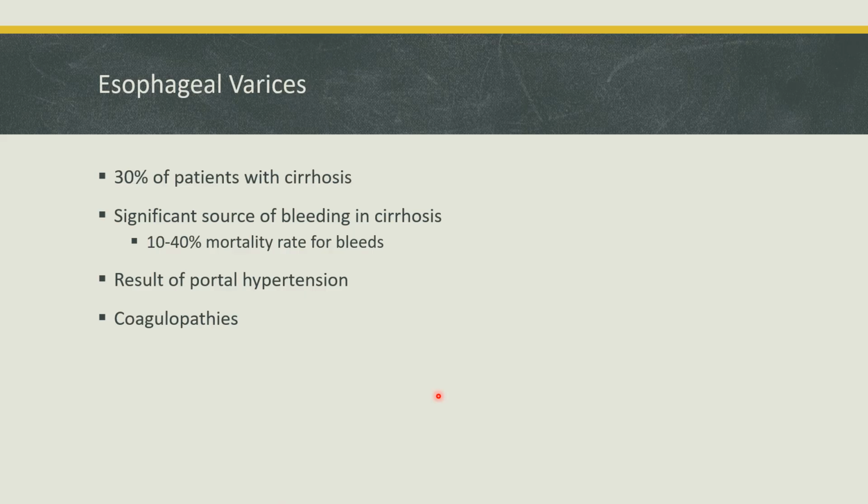So, esophageal varices. We see these in 30% of patients with cirrhosis. They have a 10 to 40% mortality rate if they start bleeding. Okay, a significant source of bleeding in cirrhosis. Portal hypertension causes the varices, and then we see this bleeding because we have coagulopathies.